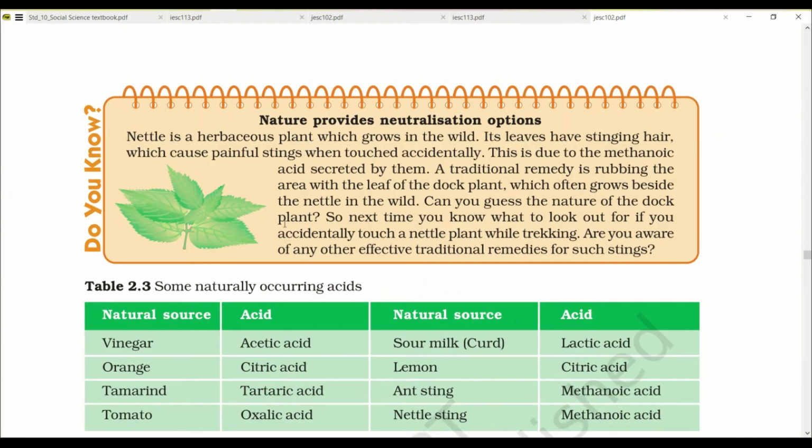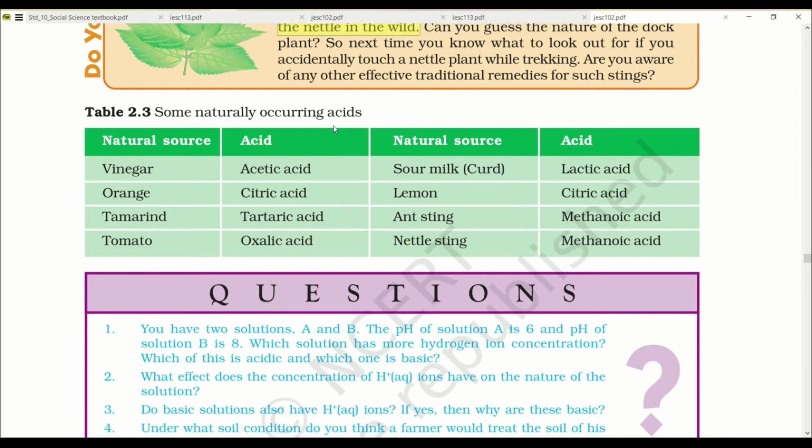This shows a diagram of nettle leaves, which is a herbaceous plant. Its leaves have stinging hair because it contains methanoic acid, and you can neutralize that by rubbing the leaf of the dock plant, which often grows beside the nettle in the wild. Here are some naturally occurring acids. Vinegar has acetic acid, orange has citric acid, tamarind has tartaric acid, tomato has oxalic acid, sour milk, that is curd, has lactic acid, lemon has citric acid, and nettle sting has methanoic acid.